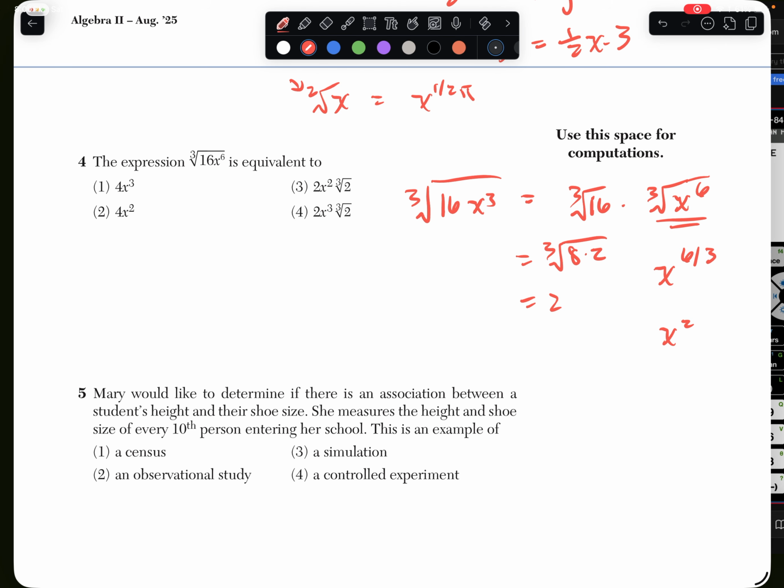So then this is 2 times cube root of 2 times x squared. So the answer is choice 3.